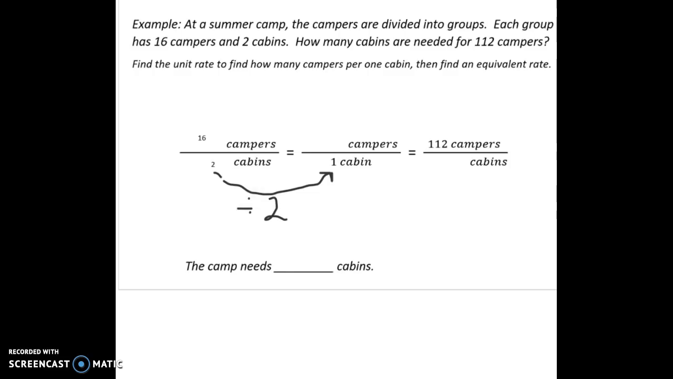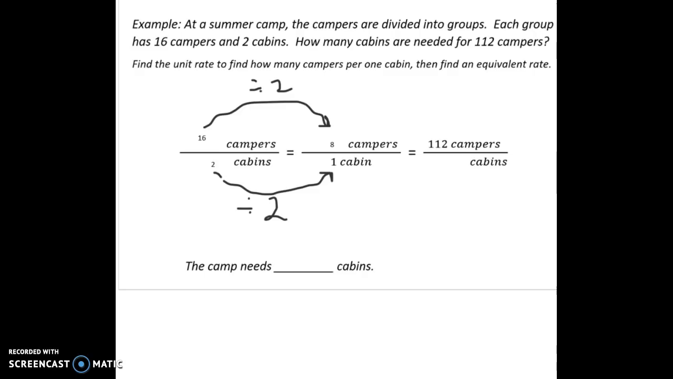And I know that 2 divided by 2 equals 1. So whatever we did to the bottom, we need to do to the top. So 16 divided by 2. 16 divided by 2 is, you got it, 8. Alright, so now what do we do? Now we need to go to the next step. We need to set up another rate for our 112 campers.